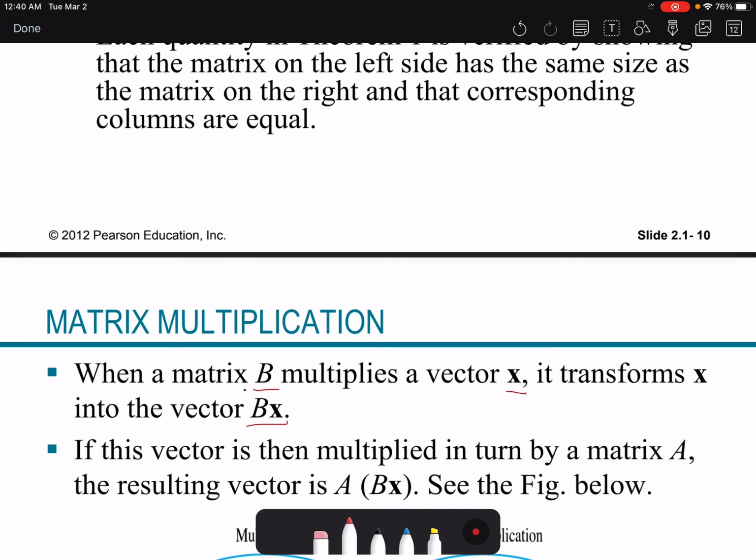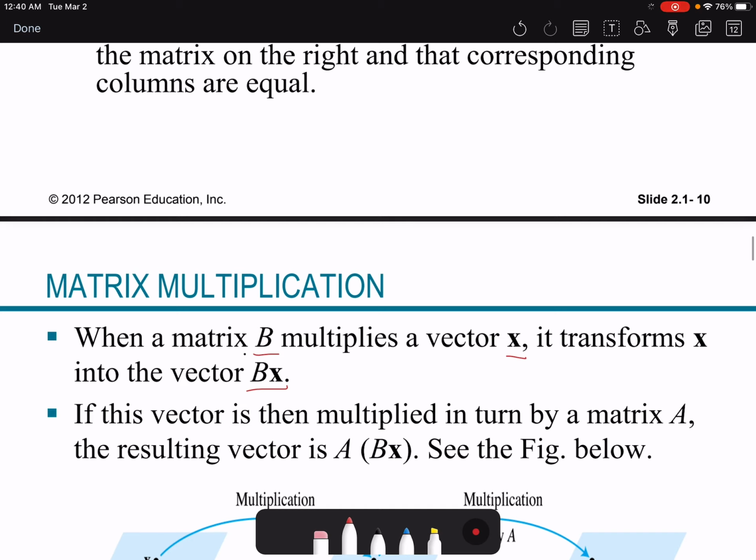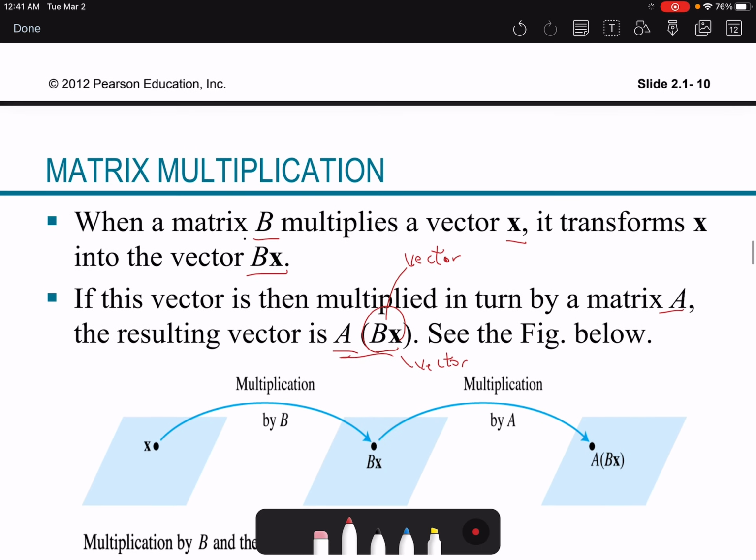It's a vector. Okay, then if this vector is multiplied by another matrix A, then A times Bx. Remember, Bx now is a vector, right? Then as a result, this is still a vector, a different kind of vector. So what does that mean? There's a vector acted on. We use the word acted on by B. As a result, there's another vector called Bx right here.